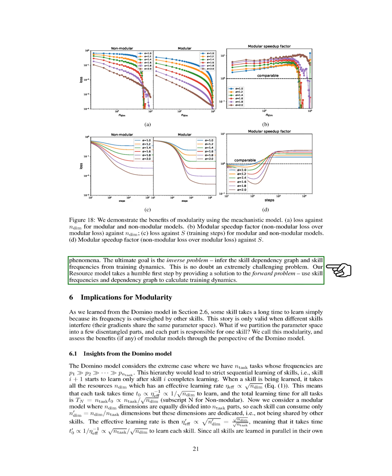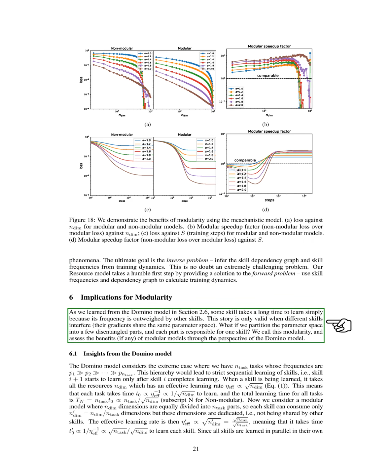Next, we discuss the implications of modularity. From our findings with the Domino model, we see that some skills take longer to learn because their frequencies are overshadowed by others. This situation arises when skills interfere with each other, sharing the same parameter space. We propose the idea of modularity, where we divide the parameter space into distinct parts, each dedicated to a specific skill, and evaluate the potential benefits of this approach.